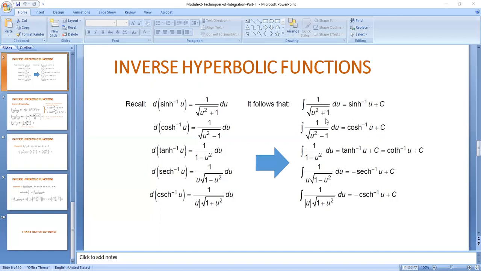So in here, if it's the inverse hyperbolic sine of u, now you have in the denominator the square root of u squared plus 1. This should really be the form of your denominator. Now the du here that you see should represent the derivative of the u only.